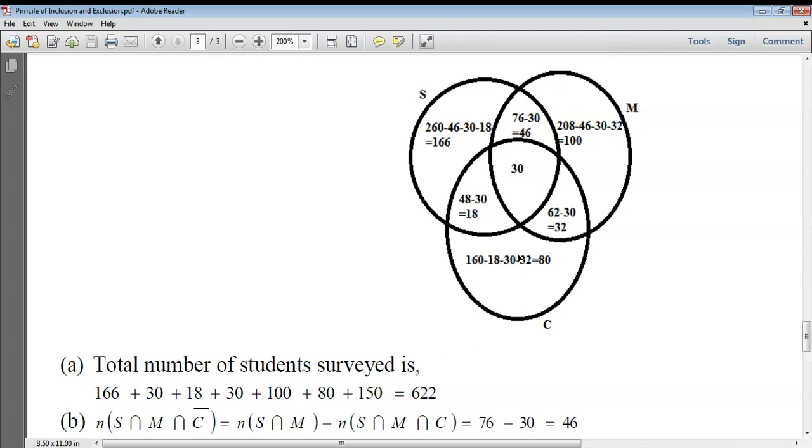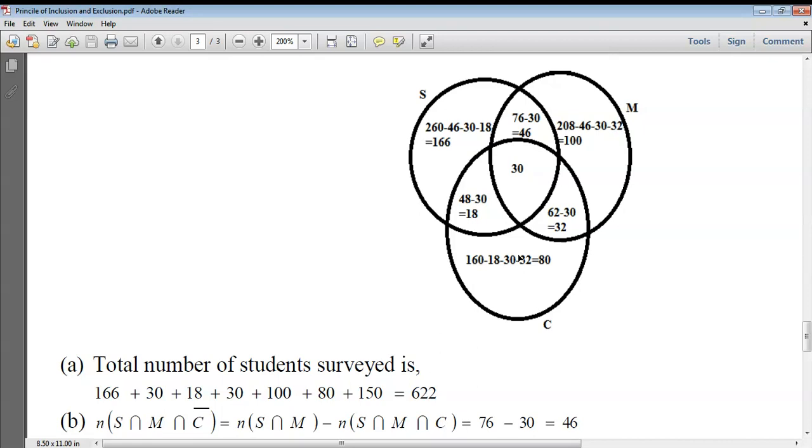Okay, so totally there are several questions. Now let us see the first question. How many members are involved in the survey? From the Venn diagram, the total number involved is 166 plus 46 plus 30 plus 18 plus 32 plus 100 plus 80. These are the number of students involved.